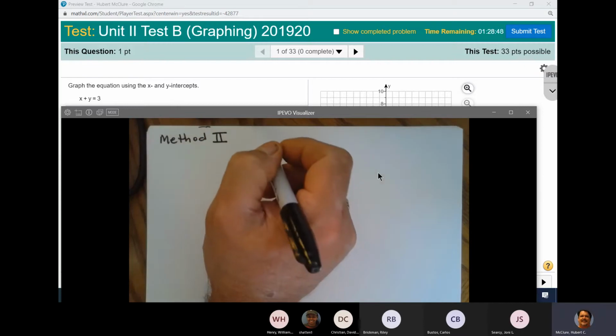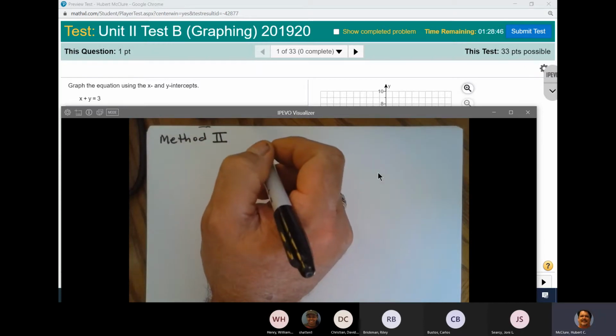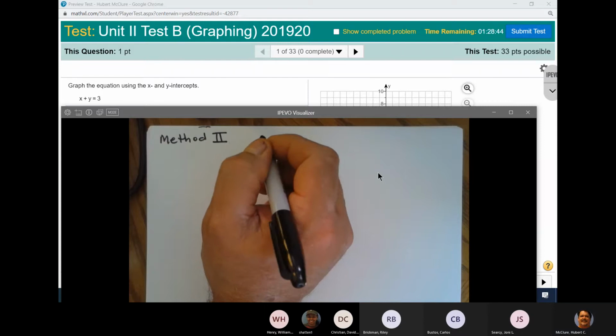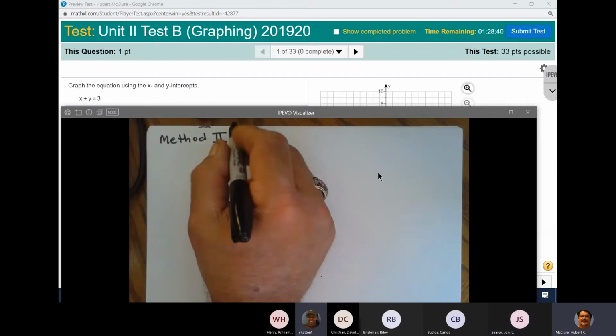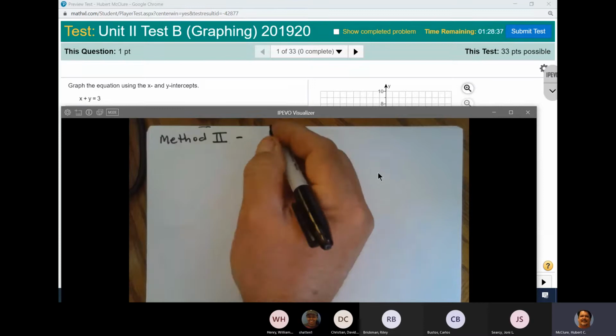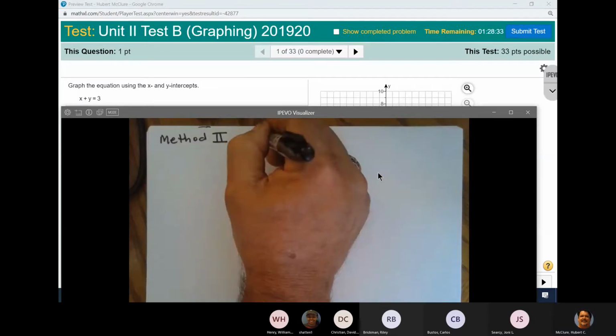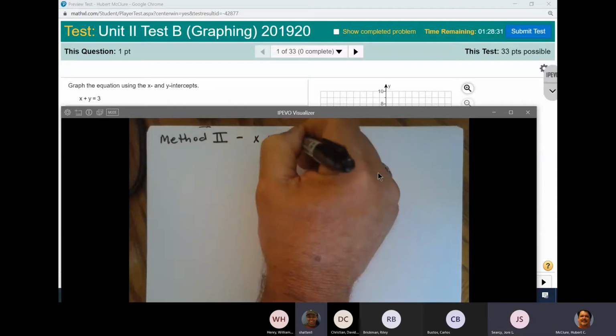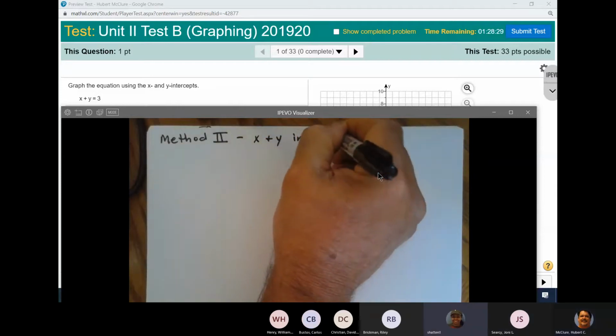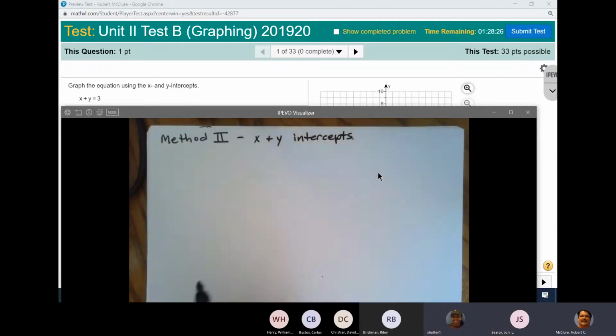Look in your notes. I gave you the card. I gave you the handouts. It says it. Graph using the what? X and Y intercepts. It has the X and Y intercepts right there. When it says use the X and Y intercepts, you're going to use method 2.